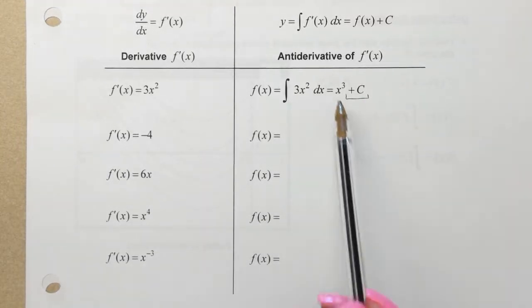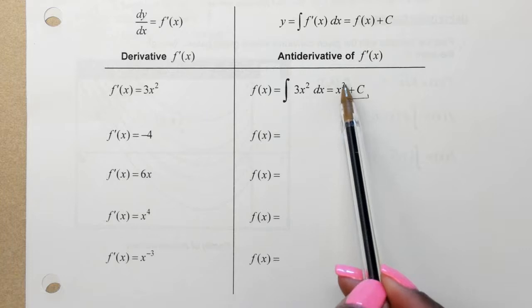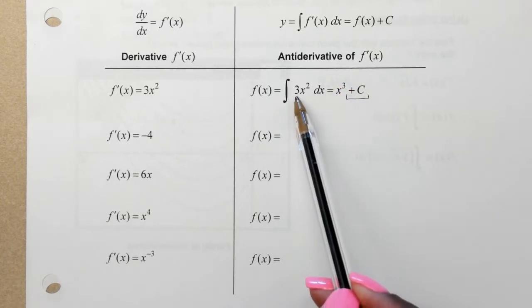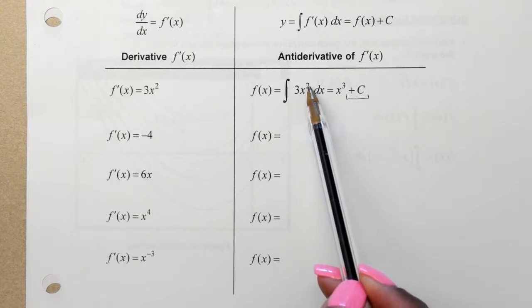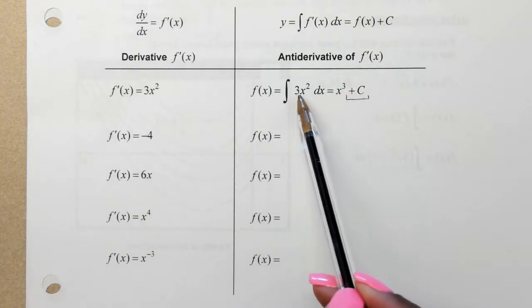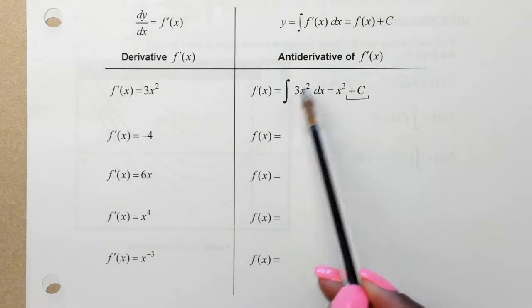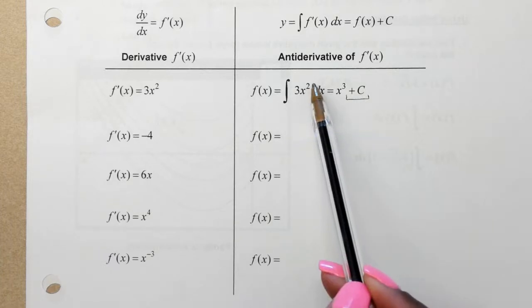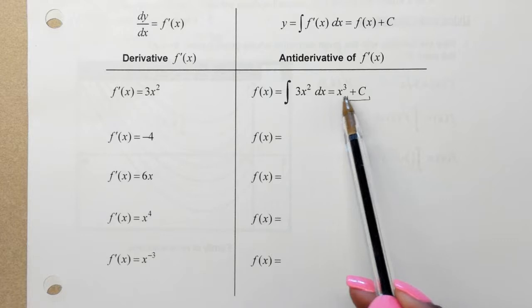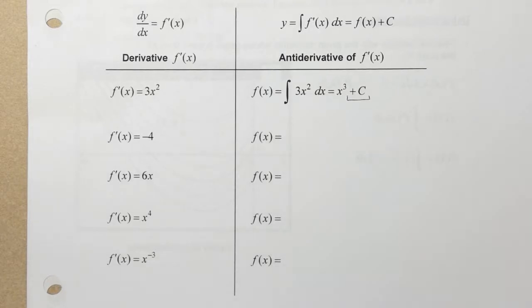Okay, so if we were to take the derivative of x cubed, we know we would have to bring down the 3 and then subtract 1 from the exponent. So if we're working backwards, we're going to add 1 to the exponent, which will give us 3, and we're going to divide this number by our new exponent. So 3 divided by 3 is 1, sorry. So we'll get 1x cubed plus c.